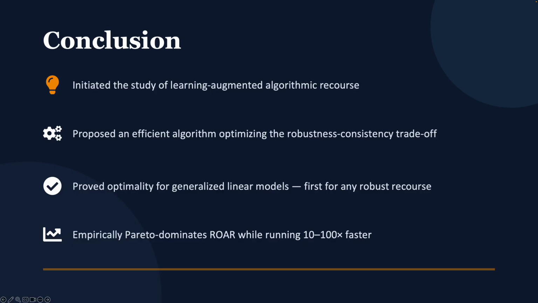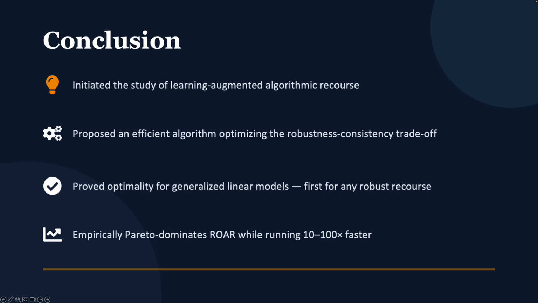So let me wrap up with our 4 main contributions. First, we initiated the study of learning-augmented algorithmic recourse. This is the first work to combine predictions about model changes with robust recourse. Second, we proposed an efficient algorithm that optimizes the robustness-consistency trade-off through a single parameter beta. Third, we proved optimality for generalized linear models. This is the first optimality guarantee for any robust recourse formulation, which is significant because the problem is non-convex.